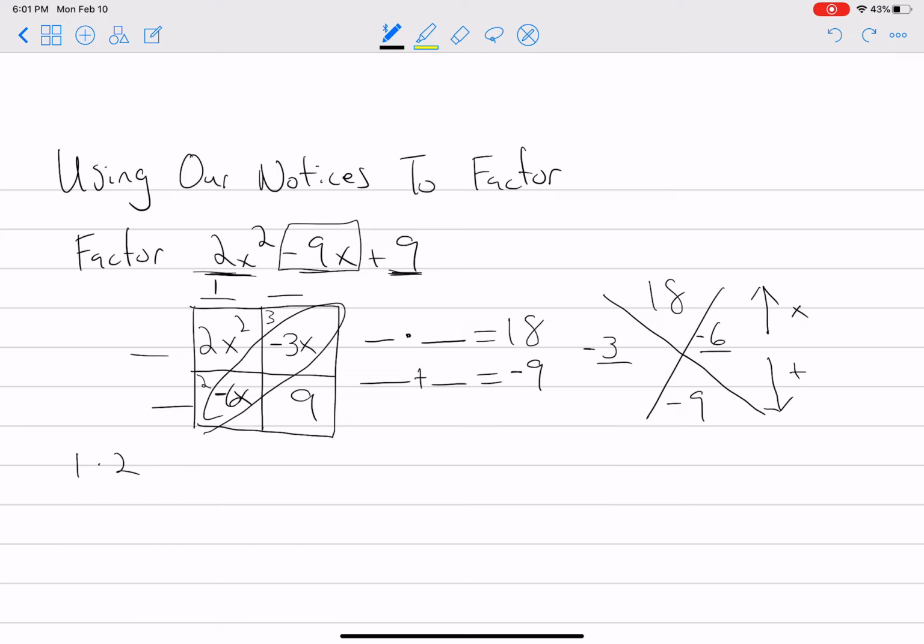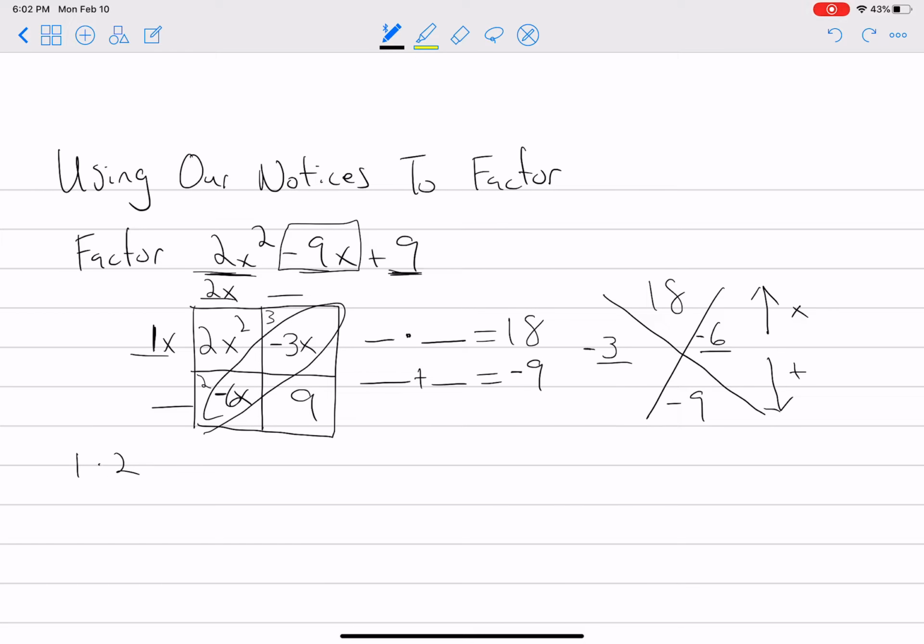That's fine. But if I put the 2 here, 2 times something can give me 2, but 2 times no whole number is going to give me a negative 3. That means that's a bad choice for where to put that. So I think I need to switch them. My 1 needs to go here. That's a 1x. And my 2 needs to go here. That's a 2x. So what do I have? 1x times 2x gives me my 2x squared, which I have there.